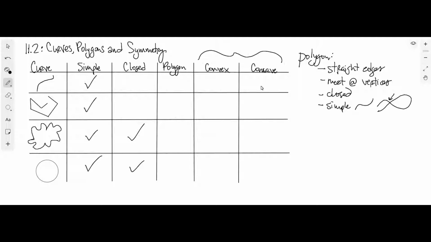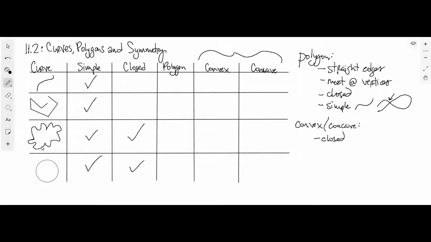Now, convex and concave. This figure here is neither because it's not closed, and the same holds for this figure here. If they're not closed, then you can't even talk about this. Convex and concave, those need to be closed. Okay, so neither of these can qualify as either convex or concave.